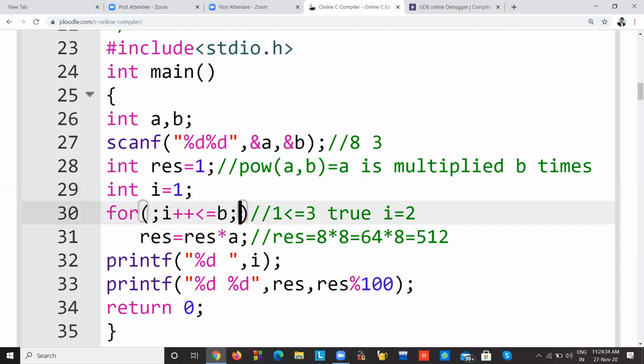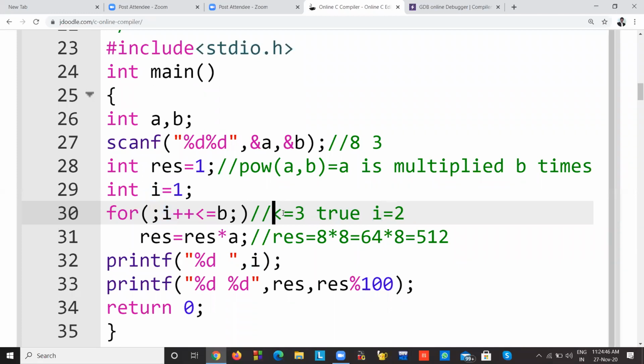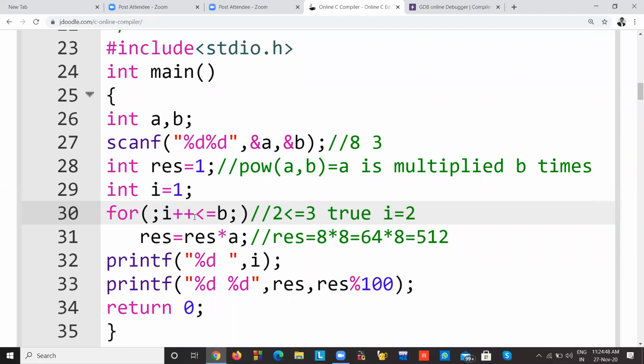Now program control comes here. ఇక్కడ ఏం లేదు కాబట్టి it will come here. What is I value now? I value is 2. Okay, 2 less than or equal to 3, yes, true. ఇది true అవని false అవని, I will get incremented. True avani, false avani, no problem. 2 is less than or equal to 3, it is true. So before going to the body of the loop, I gets incremented to 3. Here res is equal to res into a, 8 into 8, 64 will be done.